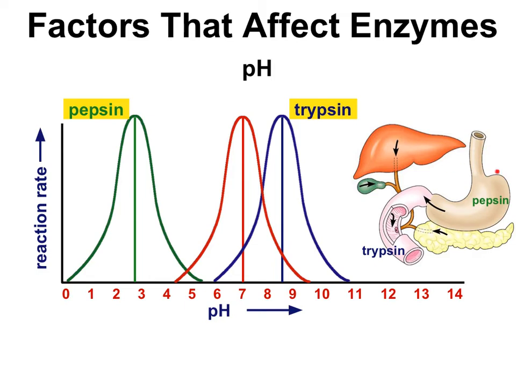By the time the food that's in our stomach exits to the small intestine, the pH gets neutralized. The enzyme that's most active in the small intestine is called trypsin. And you can see that trypsin has an optimal pH that's higher, about 8.5.